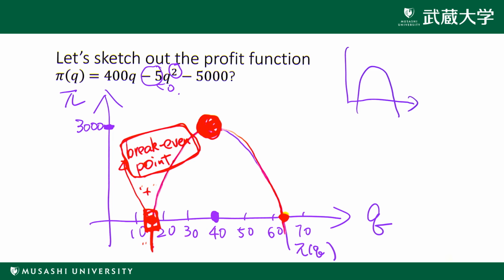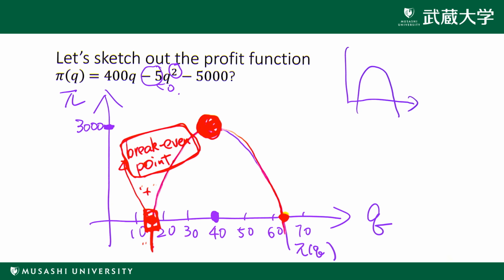Another important piece of information is actually this point. In a business setting, this point has a name. Do you know what's important about this point? What's the name for this point? This point is called the break-even point.